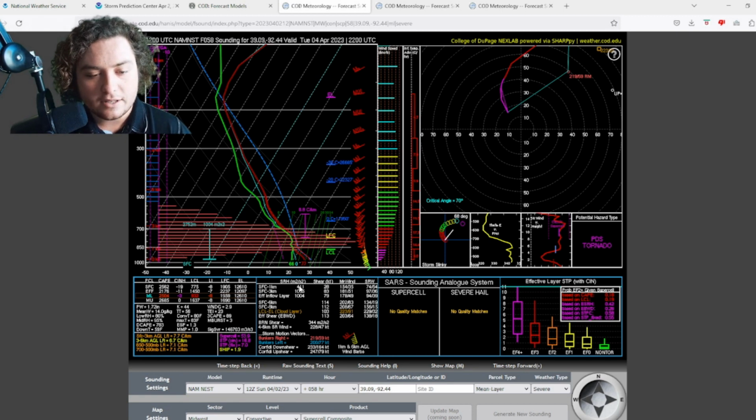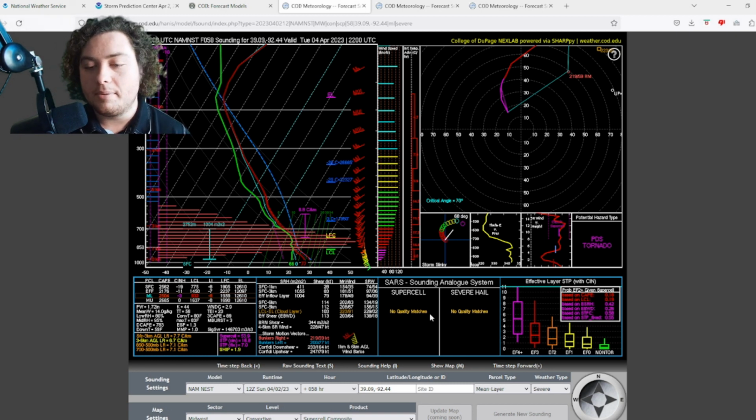But another thing to take a look at is the surface to 1 kilometer shear is 28 knots, which that's all right. The surface to 3 kilometer shear is 83 knots. That is a very excessive reading that close to the surface. And surface to 6 kilometers is almost 115. And if you take a look at this stuff right here, this is all directional as well.